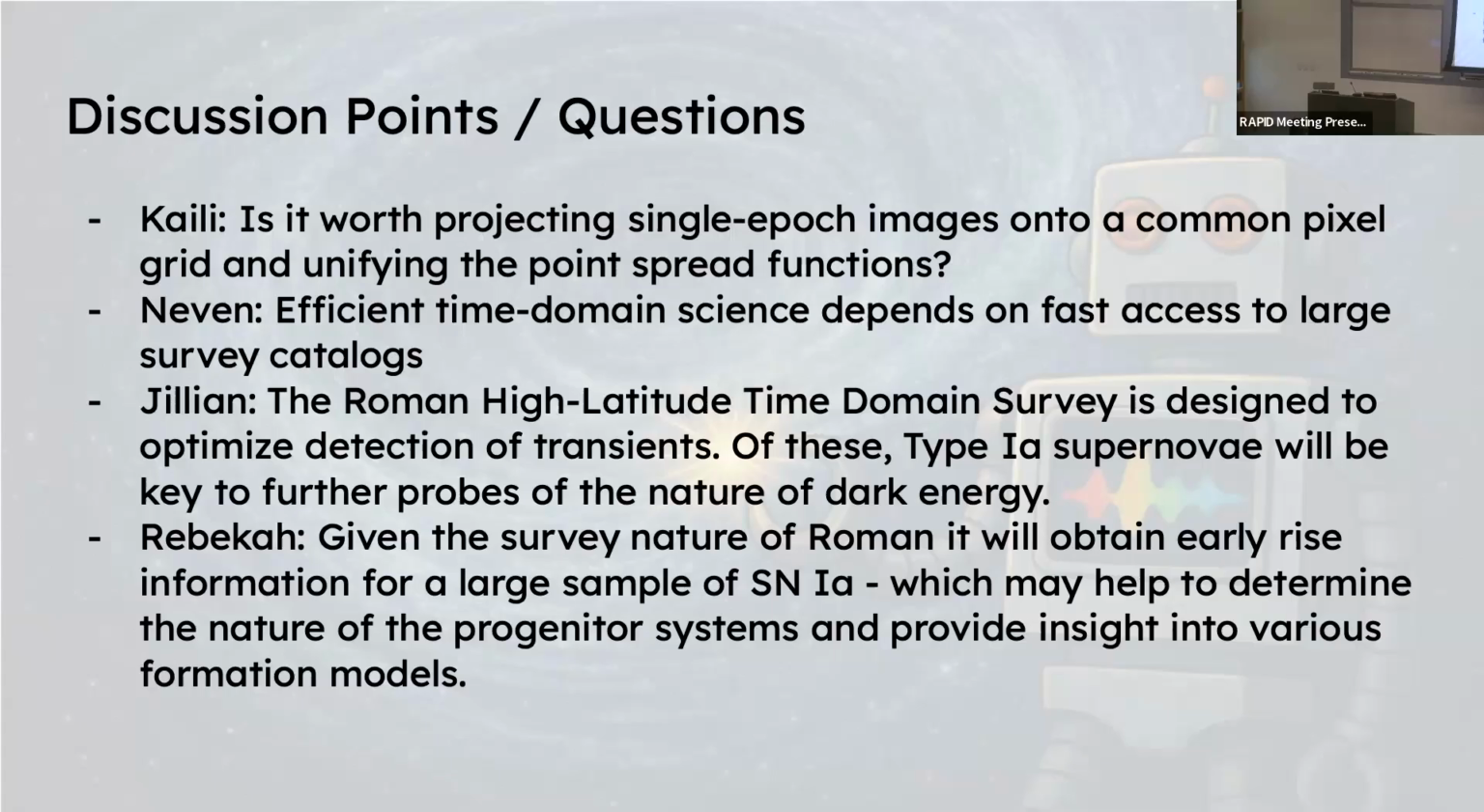I actually have one for Gillian and Rebecca about the last point. If we're going to get early type 1a supernovae, have you simulated some shocks that we can characterize with Roman? We have not, as far as I am aware, but I love the thought of that.